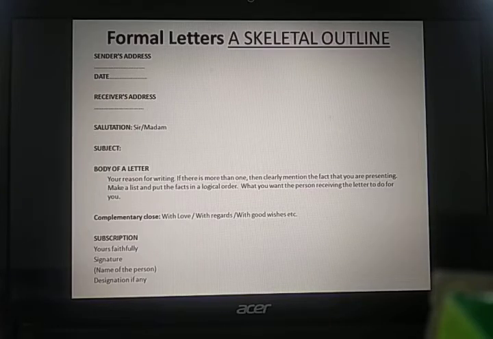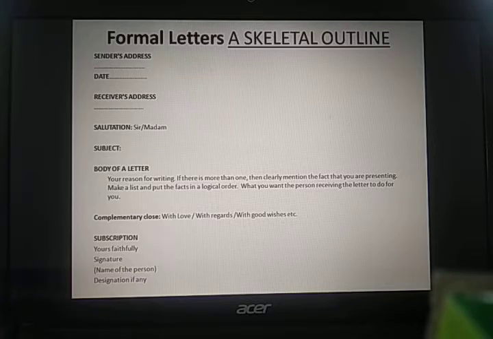Now let's see formal letters, a skeletal outline, how to write a formal letter. Okay, so at the top, sender's address, then the date, then the receiver's address, then the salutation, sir or madam, respected sir, respected madam, honorable sir. Then you have to mention subject. This is the outline of formal letter. Okay, formal only.